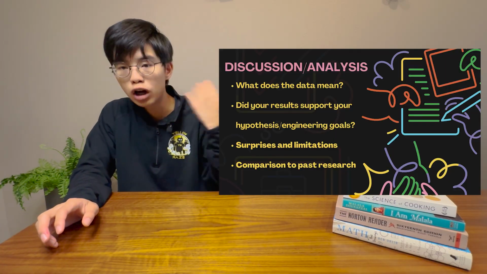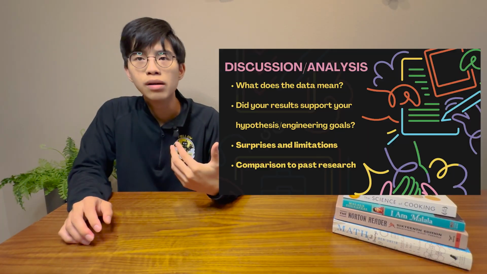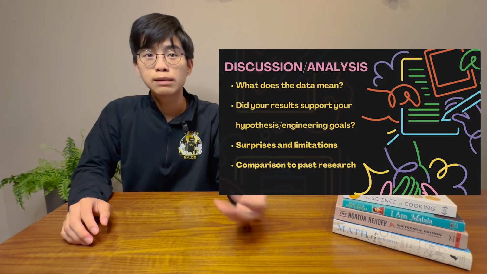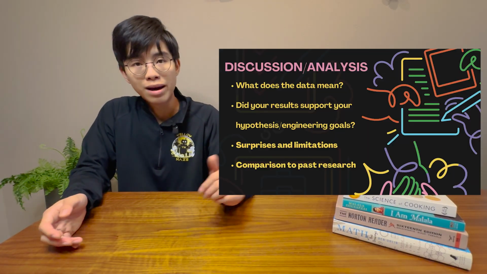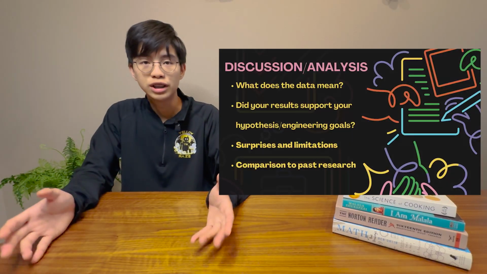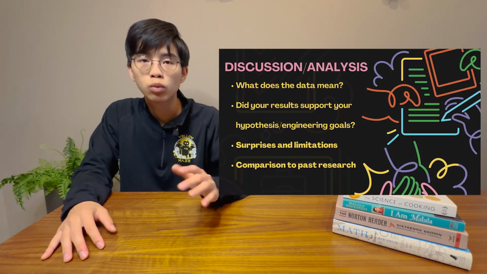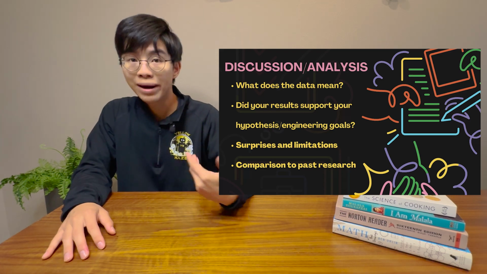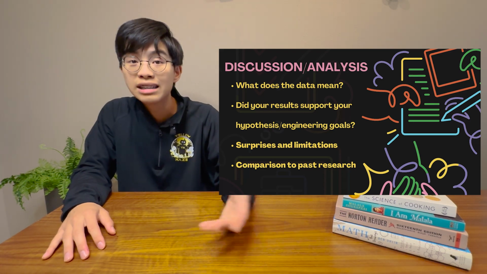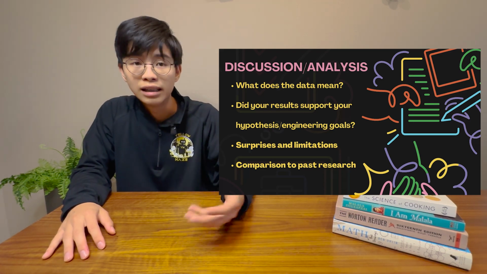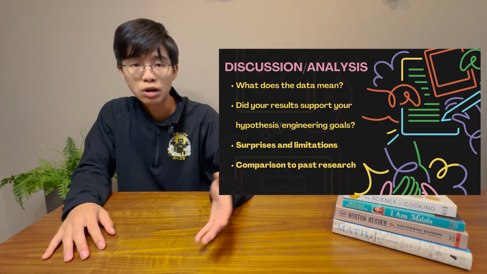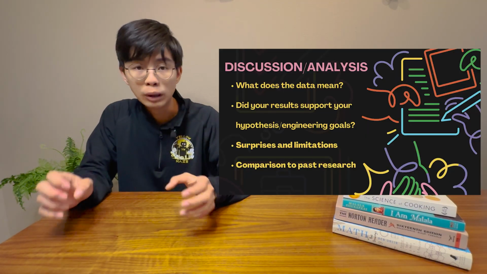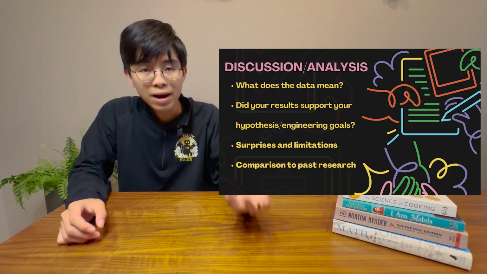Also, in the discussion and analysis, talk about any surprises. If something came up that was super unexpected, talk about it. This is very important stuff. Also, limitations. Do not forget limitations. All good research has its limitations. It has its flaws. Talk about what might have gone wrong, or things that did go wrong in the testing or that show in the results, right? That's something that you absolutely should put. It's very vital. And lastly, comparisons to past research.